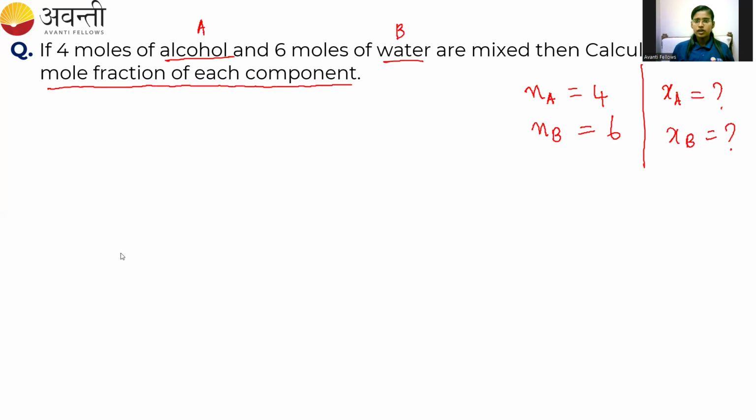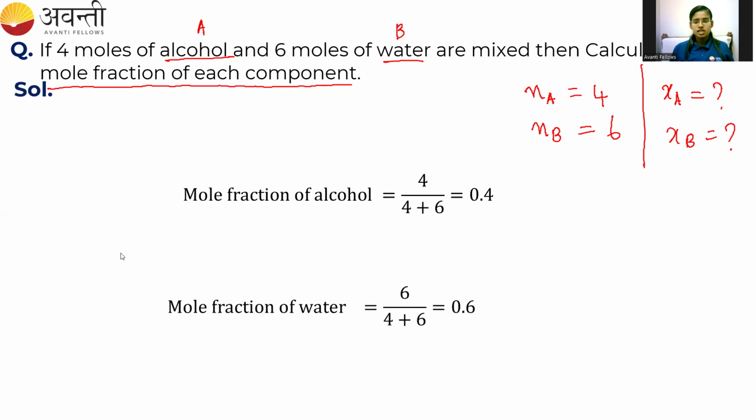Has anyone got the mole fraction of A? Yes, many of you have got the answer. Very good. So the solution goes like this. XA is equal to 4 by 4 plus 6, which is 4 by 10, 0.4, and for the mole fraction of water, it is 6 by 10, 0.6. And the sum of the mole fractions will be equal to 1. So 0.4 and 0.6, if you add together, it will be 1.